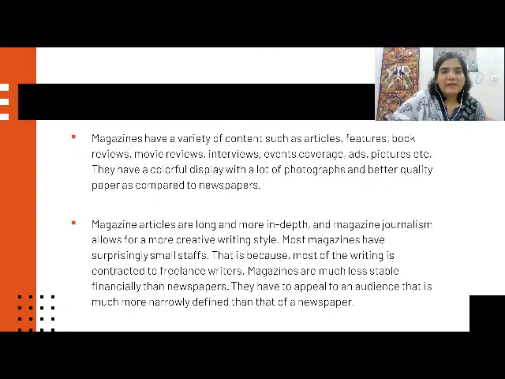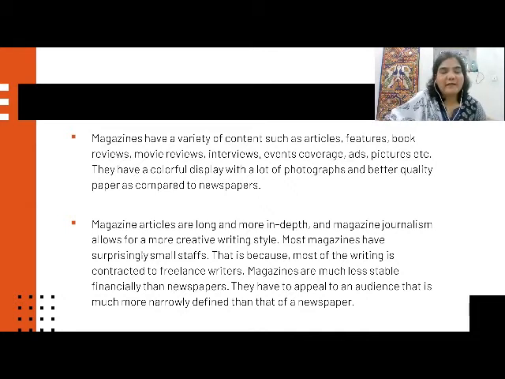Magazines have a variety of content such as articles, features, book reviews, movie reviews, interviews, and coverage of different events, advertisements, pictures, etc. Generally, they have a very colorful and interesting display that attracts the attention of the reader, and they have a lot of photographs, and the paper quality is always going to be a lot better as compared to that of newspapers. So you can go to any bookstore and you will find a stand in which they have all these fancy magazines, and they are generally quite expensive as well, because newspapers are not that expensive, but magazines are.